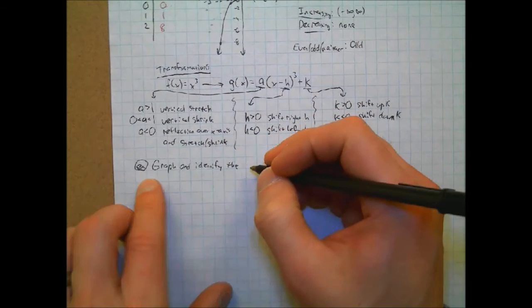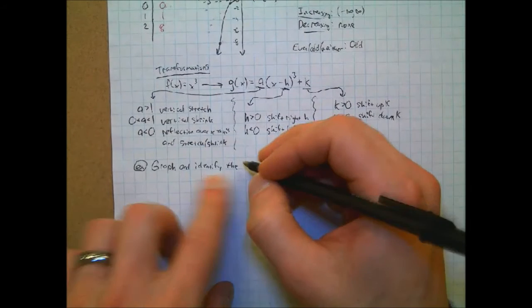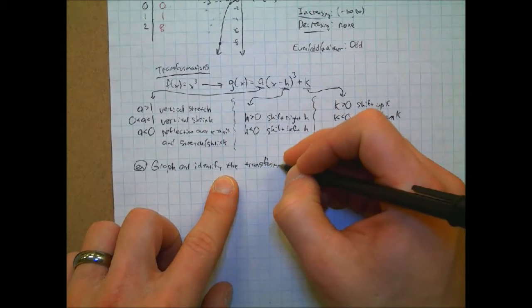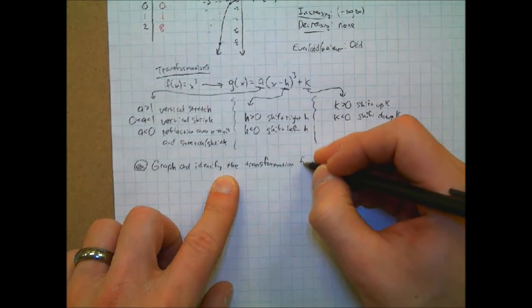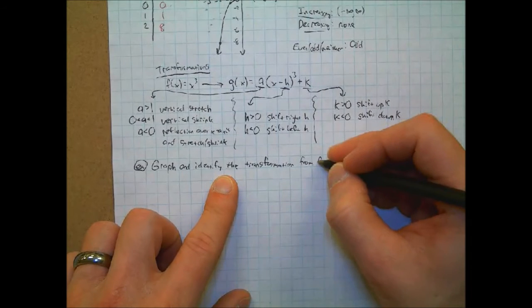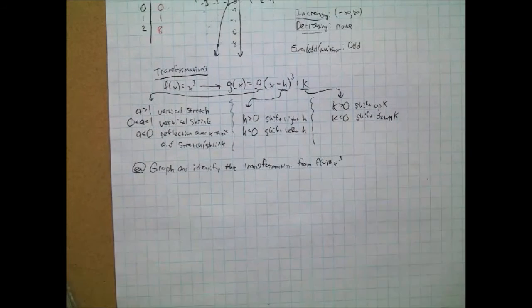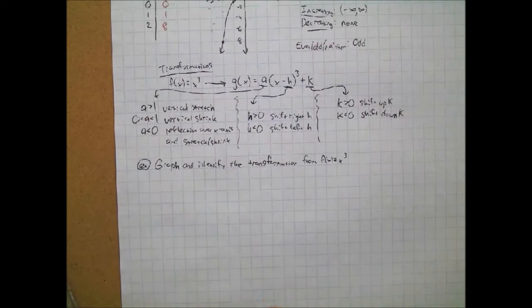So we're going to graph and identify the transformation from f of x equals x cubed. Okay? So we're not only going to graph, but we also want to be able to identify, name the transformations from its parent function there, x cubed. Okay? So let's do this one here.